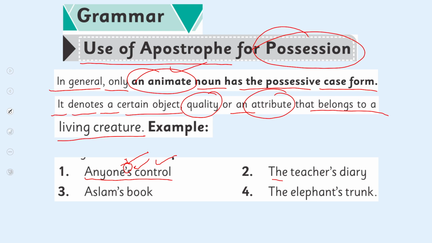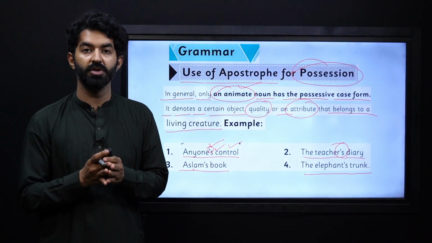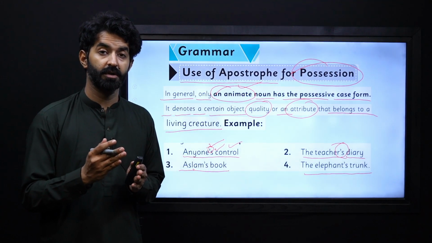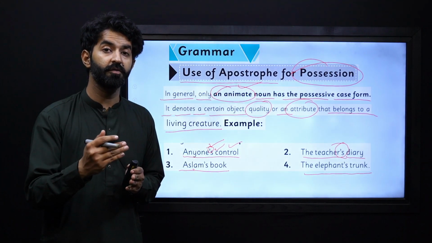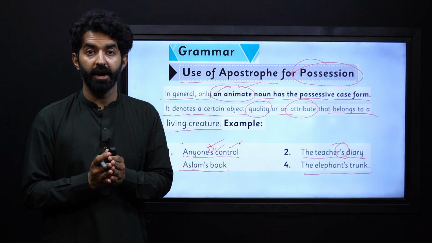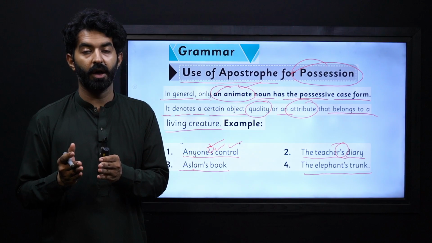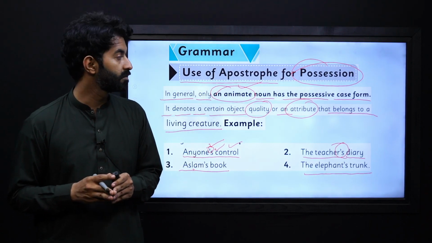Now the teacher's diary is also showing possession. An apostrophe is used to show possession. Aslam's book or the elephant's trunk. So all these are showing possession by using the apostrophe and then after that we use s so that we can show possession with the following noun or any part of speech.